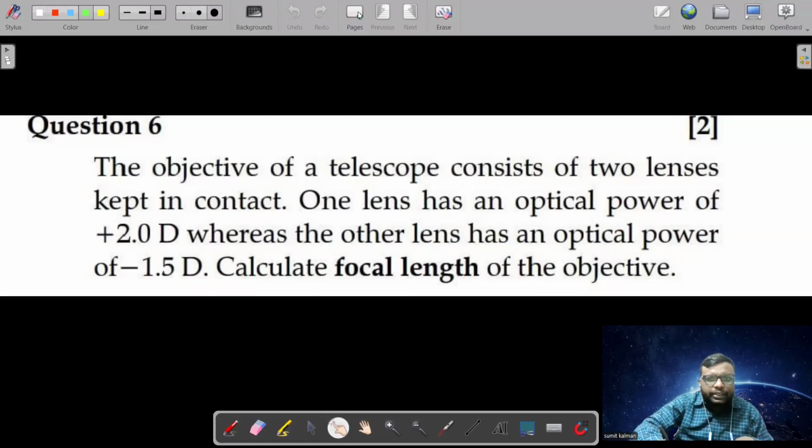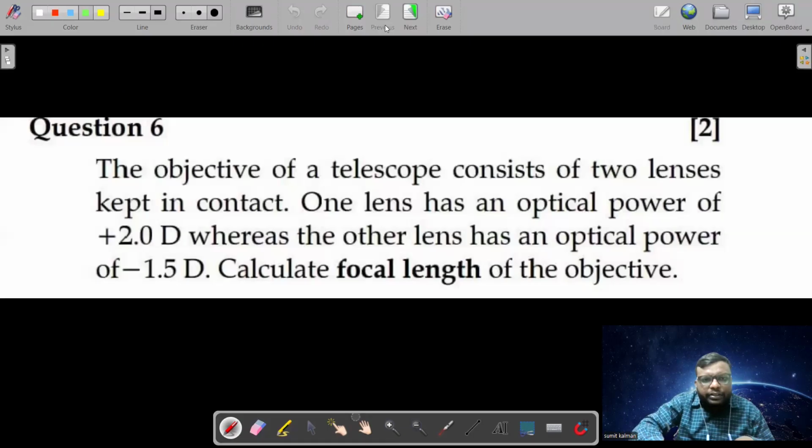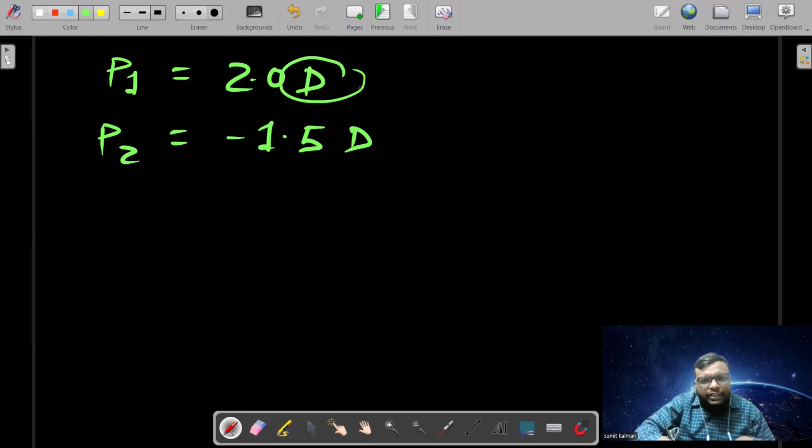Students, here, power of first lens, that is P1, it is given, and it is 2.0 diopter, and power of second lens, it is also given P2, and it is minus 1.5 diopter. This diopter, it is the unit of power.